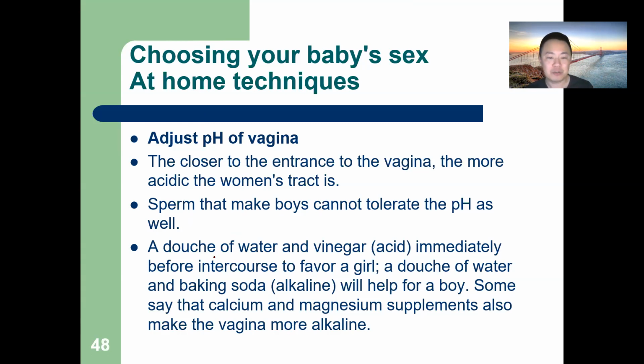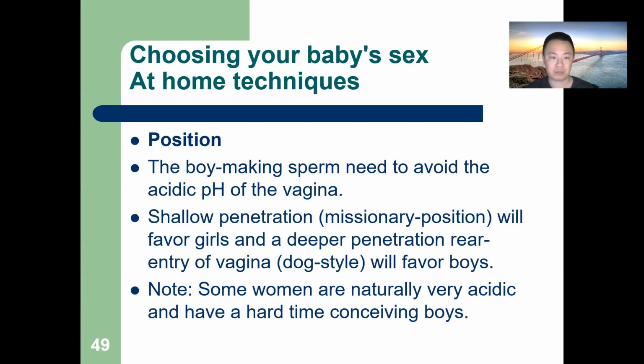A douche of water and vinegar or acid immediately before intercourse favors a girl, or a douche of water and baking soda, alkaline, will help favor a boy, because alkaline baking soda will help to neutralize the acidity of the female tract, allowing the male-producing sperm to have a better chance of survival. Some say that calcium magnesium supplements also make the vagina more alkaline, so something to look into.